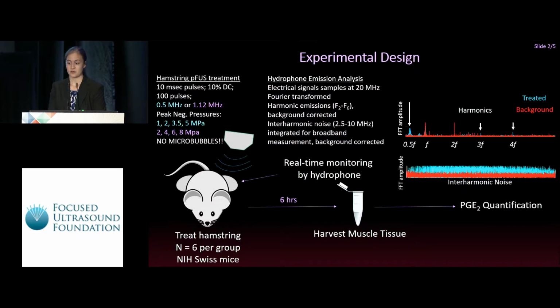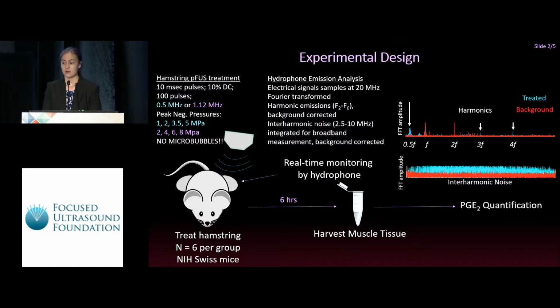So how we designed the experiment is that we treated NIH Swiss mice hamstring with either a 0.5 or 1.12 megahertz transducer at one of a range of treatment pressures. There were no microbubbles used in this experiment. 6 hours after treatment, we harvested the muscle tissue and performed PGE2 quantification.